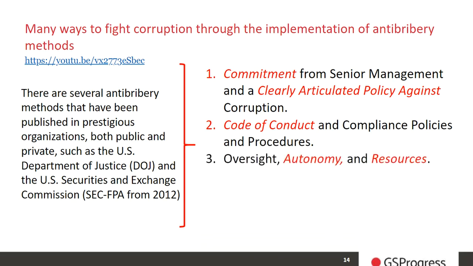Oversight, autonomy, and resources. If we don't have resources, we cannot implement it in a very effective way. That's why we have to be very clear. If it's a small one, let's make the best with the things that I have. We can start reducing attitude and policy, or try to reduce a little bit of anti-bribery. It's not just technology.